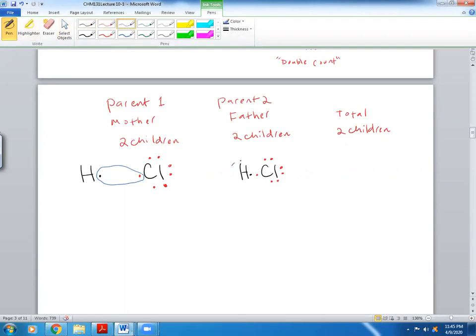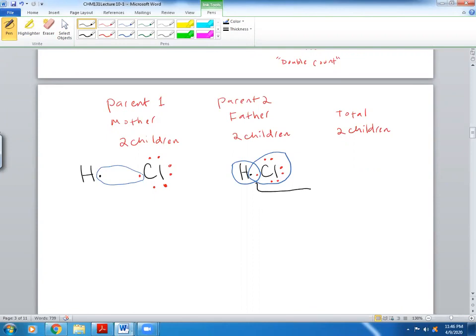And now look, H is happy because it has 2 valence electrons, and Cl is happy because it has 8. Count them. That's 8 for Cl, and H is happy. Very well. We need to start with some terminology here because that's important. Well, let's start.